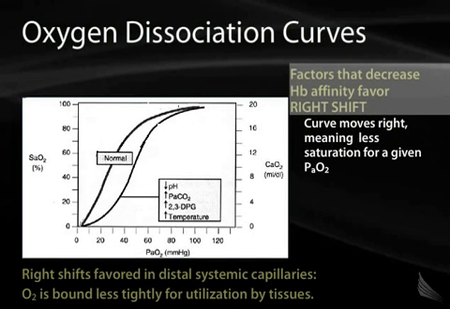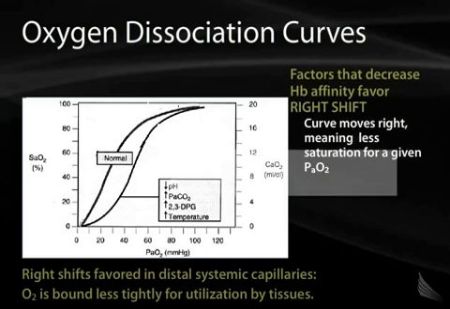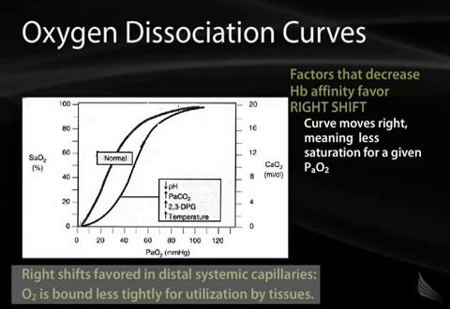Let's compare this with a right shift of the oxygen-hemoglobin dissociation curve. Things that may cause a right shift of the oxygen-hemoglobin dissociation curve would be a higher PaCO2, a higher 2,3-DPG concentration, or higher temperature. Also, higher hydrogen ion concentrations, or a lower pH. For this right shift, we're favoring oxygen being dropped off in the distal systemic capillaries. Oxygen is less tightly bound to hemoglobin, and it's going to promote more of it being left in the tissues for use by them.